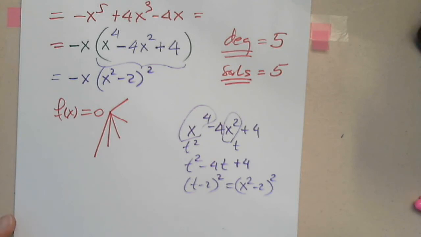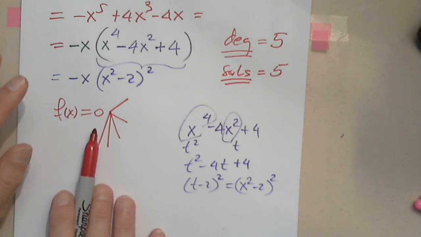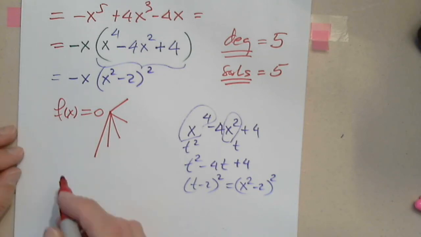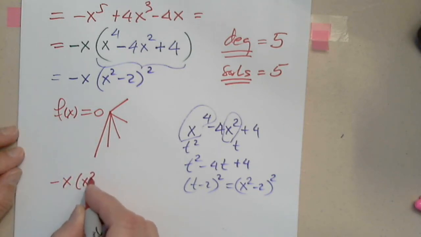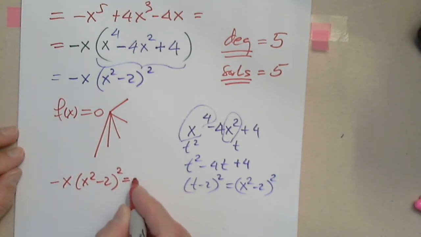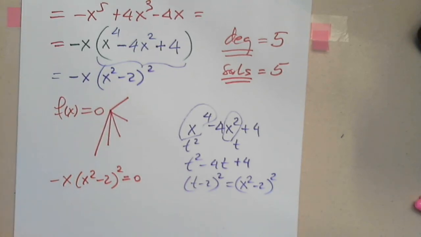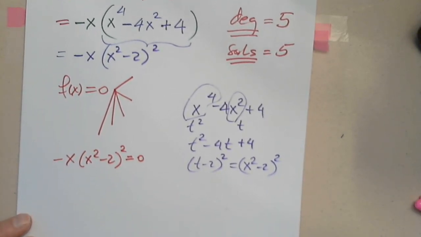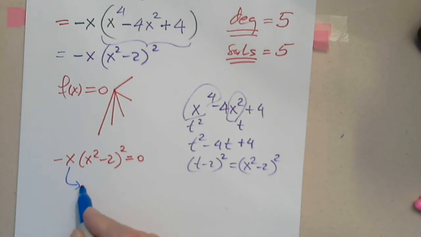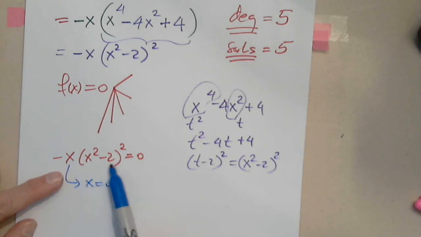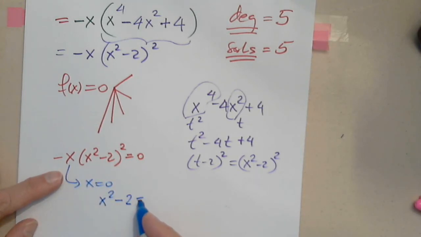So, okay. First let's write the equation. I did not write the equation. Negative x squared minus 2 squared equals 0. And then we'll write the solutions. One solution is obvious, which is? 0. Yes, from here. So these are two identical factors. So I have to write x squared minus 2 equals 0.